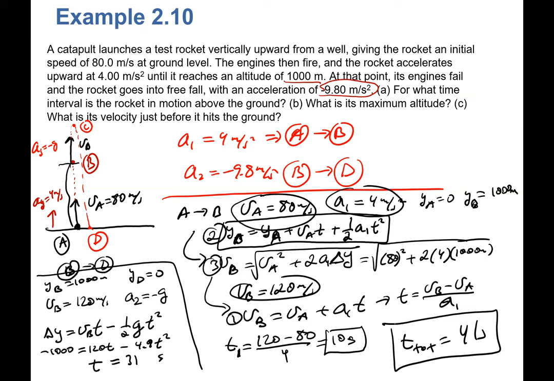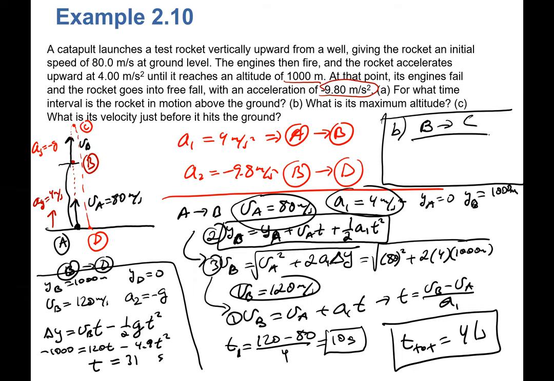And after that, for example, part B, let's say, what is the maximum altitude? Then you can, for example, calculate that using the information that you're given. Because for part B, you're then just looking at going from point B to point C. So we take the velocity at point B to be 120 meters per second. Acceleration is negative g, and the time is 31 seconds.